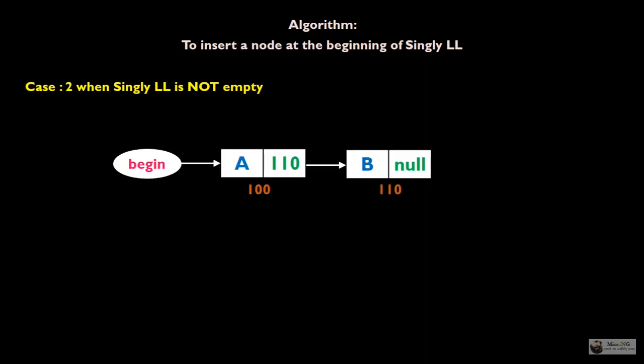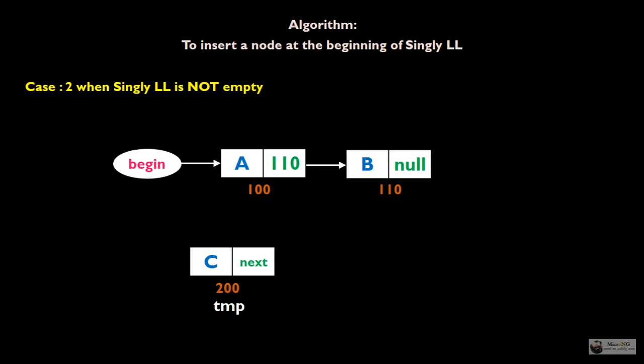Now imagine the single linked list is not empty. In this case we can see that the single linked list consists of two nodes with values A and B, and the first node is pointed to by begin. That means begin is not null, so it is pointed to the first node. In this case, we first create a temporary node which consists of two parts, data and next part. In the data part we store the actual value that we want to store.